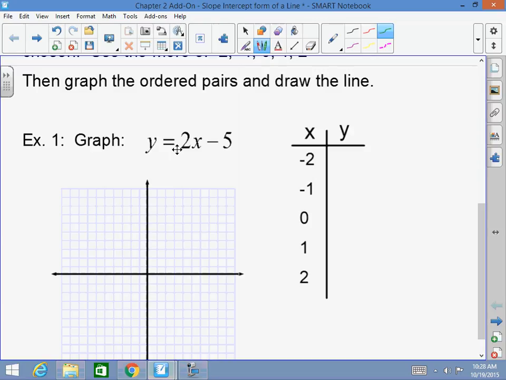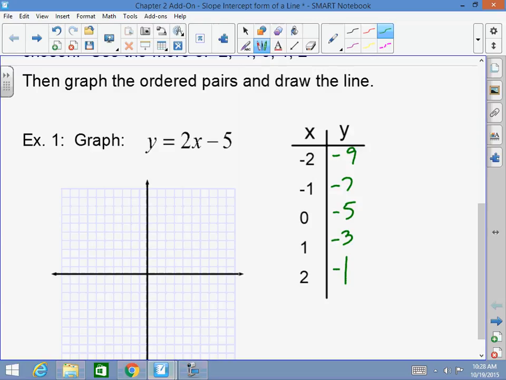I plug it in. 2 times -2 is -4, minus 5 is -9. When x is -1, -2 minus 5 is -7. When x is 0, y is -5. When x is 1, 2 minus 5 is -3. And when x is 2, 4 minus 5 is -1. And then you literally graph each one of those points.